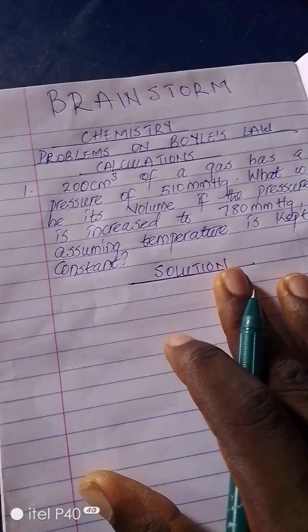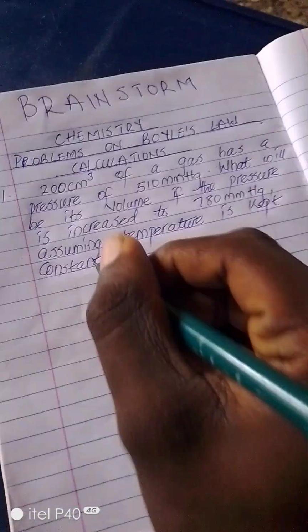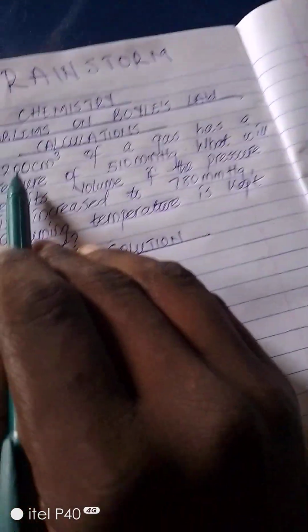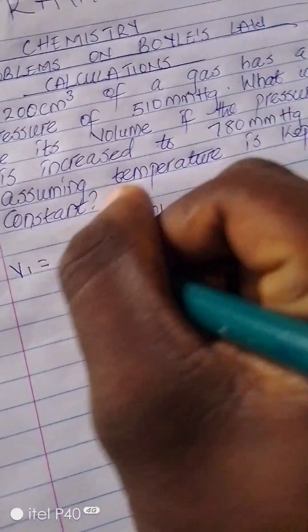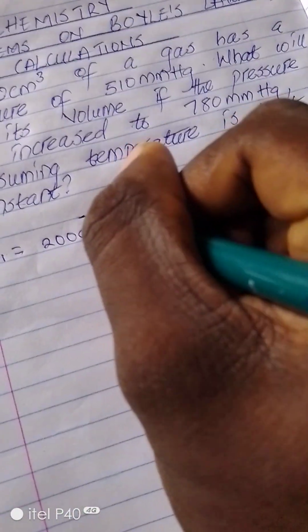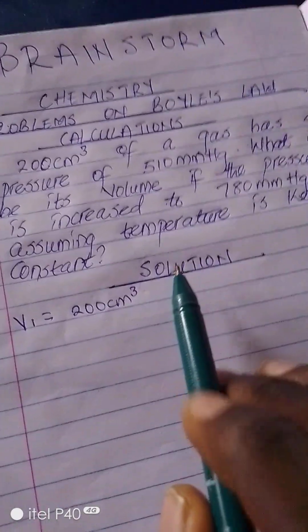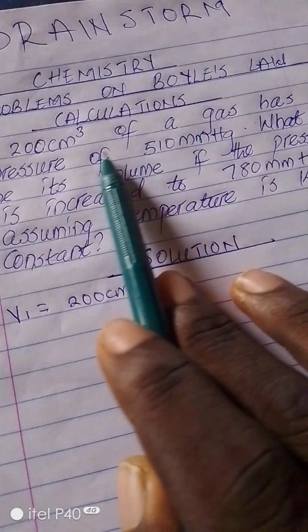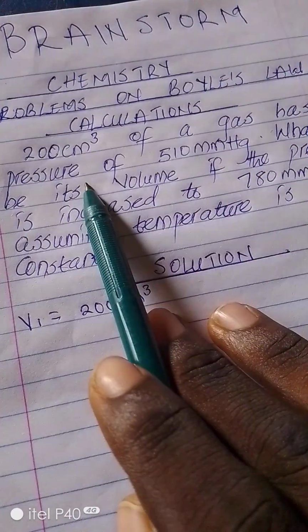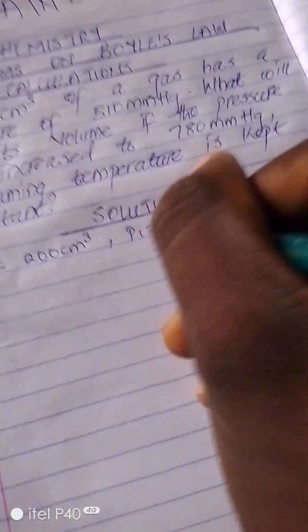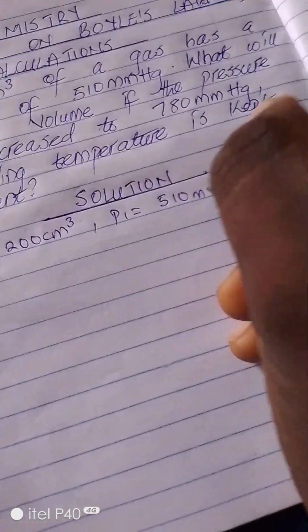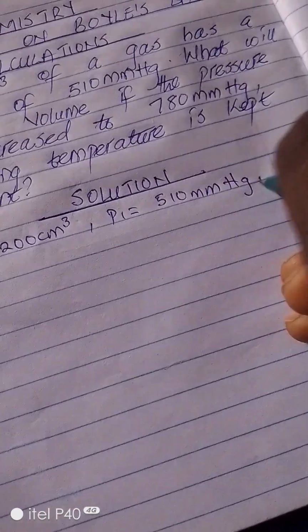Now, for our WAEC students in the house, the first thing that we must do is to write out our parameters. Our first parameter here is the initial volume, which is V1, which we are told to be 200 centimeter cube of a gas. Now, our second parameter, 200 centimeter cube of a gas has pressure of 510 millimeter mercury. Our P1 here is 510 millimeter mercury.